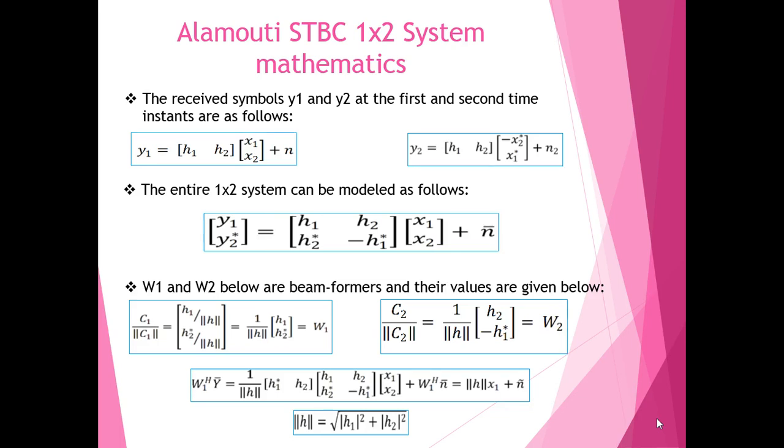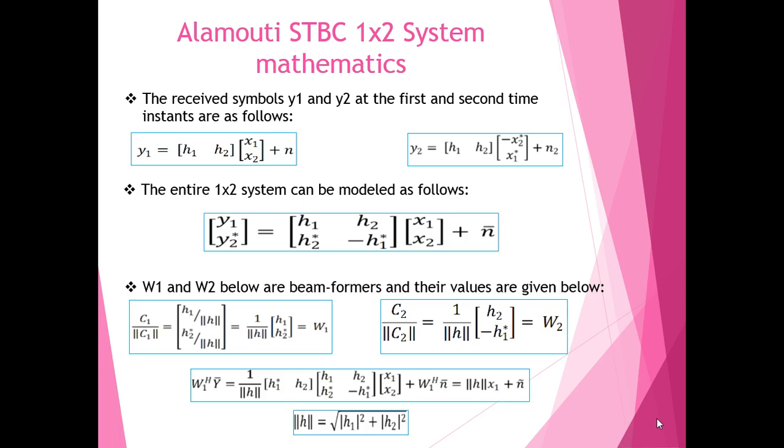The transmitting symbols of the Alamouti scheme are shown in the equation beginning with y2. So the entire 1x2 system using the Alamouti STBC is modeled as shown, where the symbols have their usual meanings, and this modeling is done for two different time instants. Now W1 and W2 are the beamformers. These are required for decoding the transmitting symbols of x1 and x2 respectively. Their values are also shown in this slide.